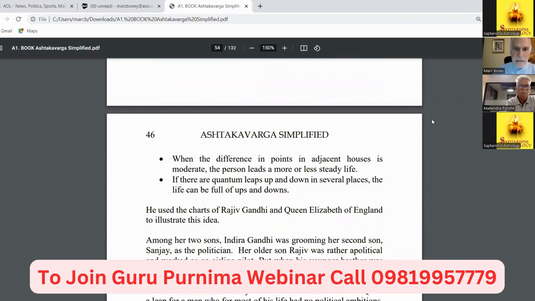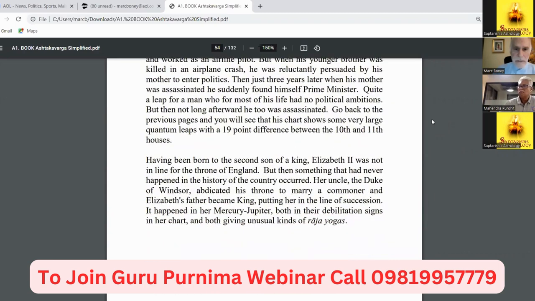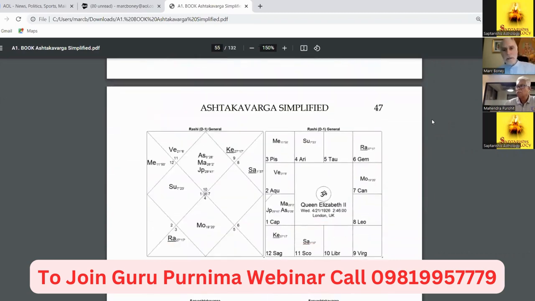And you'll see here in the text that I use the chart of Queen Elizabeth to illustrate this. Now, some of you may not be aware, when Elizabeth was born, she was born to, you might say, the second son of the reigning king, so who, of course, was not in line for the throne, right? And therefore, particularly as a girl, it was never imagined, actually, that she would become the queen.